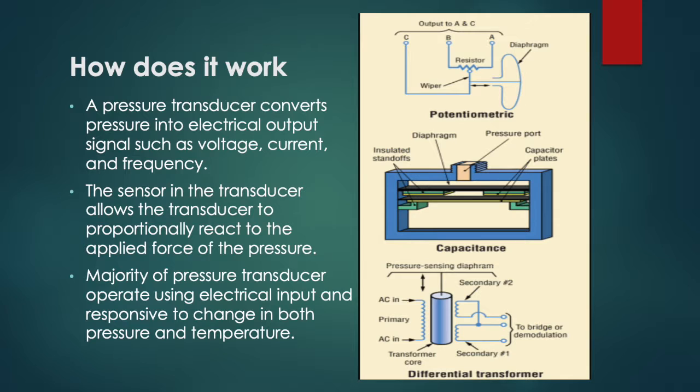How does a pressure transducer work? A pressure transducer converts pressure into an electrical output signal, such as voltage, current, or frequency. The sensor in the transducer allows the transducer to react proportionally to the applied force of the pressure. The majority of pressure transducers operate using an electrical input and are responsive to change in both pressure and temperature.